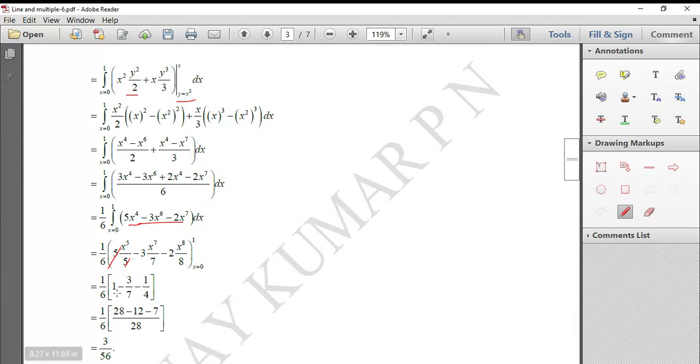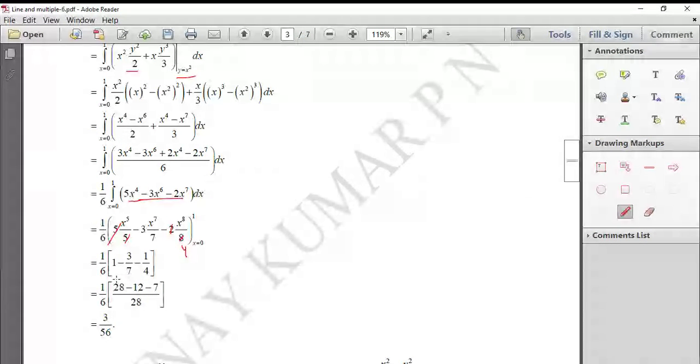So 1 minus 0 is 1, minus 3 by 7 into, if you apply the upper limit, 1 to the power of 7 is 1, minus 0 to the power of 7 is 0. So 1 minus 0 is 1. 1 into 3 by 7 is 3 by 7. Minus, 2 4s are 8, 1 by 4 into 1 to the power of 8 is 1, minus 0 to the power of 8 is 0. So you'll get 1 only. Now take LCM and simplify. You get this much.